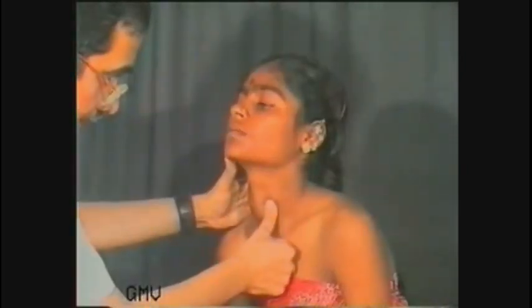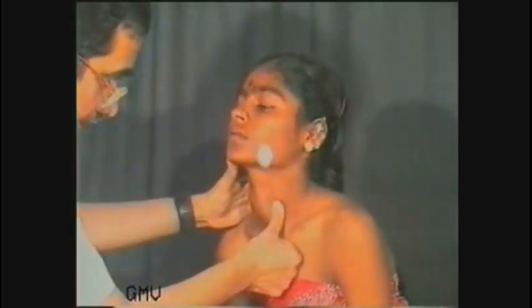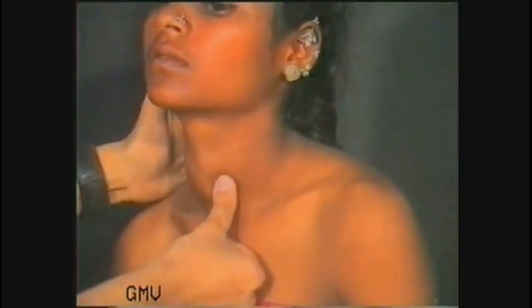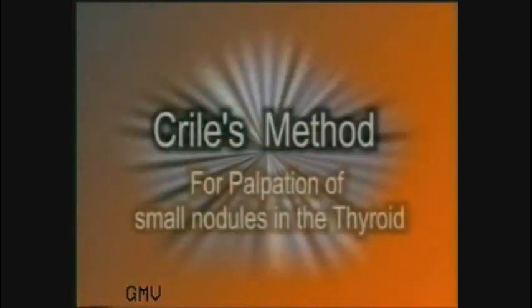Next, with the patient in the same position, keep a thumb over the lobe to be examined and ask the patient to swallow. Feel for small nodules on the surface as the gland moves up and down. This is Crile's method of palpation for small nodules.